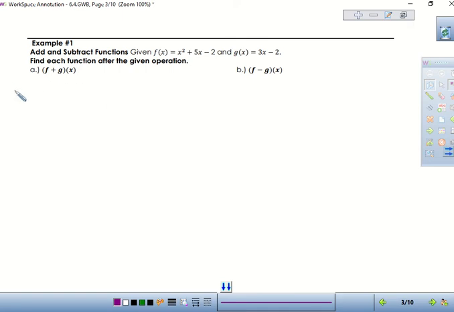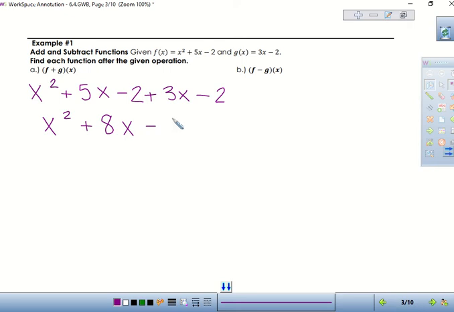So what you're going to do is simply add those two functions together. You're going to start by writing out the f of x function, and you're going to be adding that to the g of x function. And since it's addition, you don't have to worry about any order of operations or anything like that. Now we can just go ahead and combine like terms. So I combined the x's and then the constants, and I get x squared plus 8x minus 4.